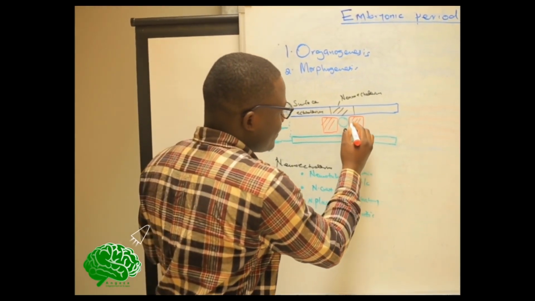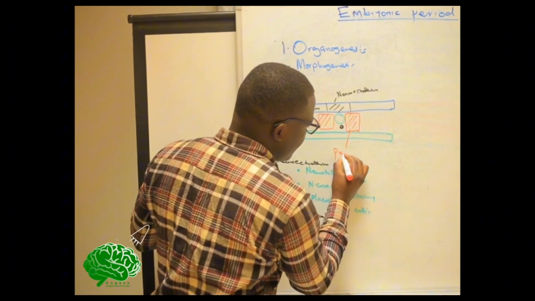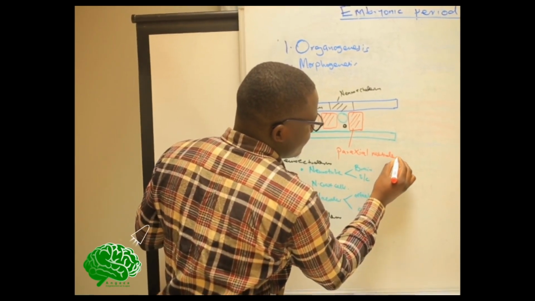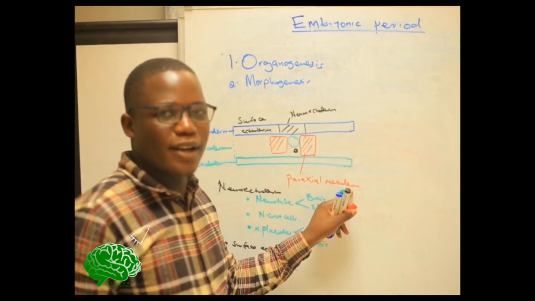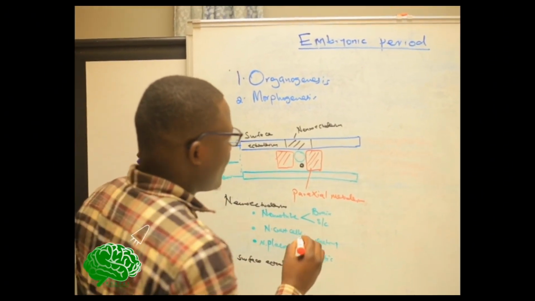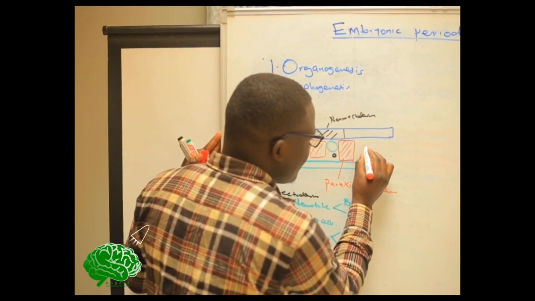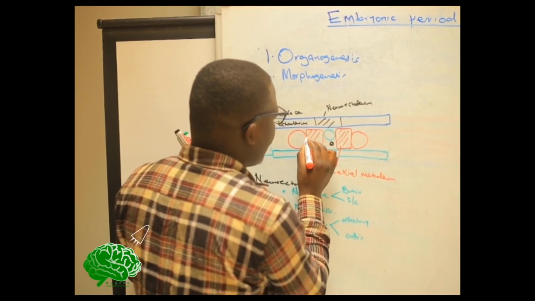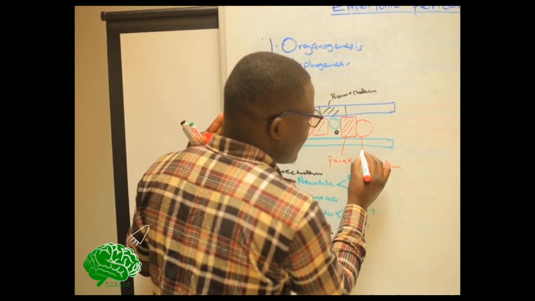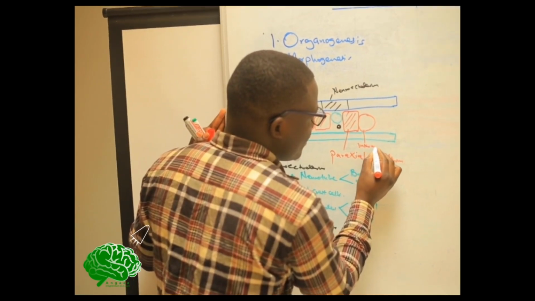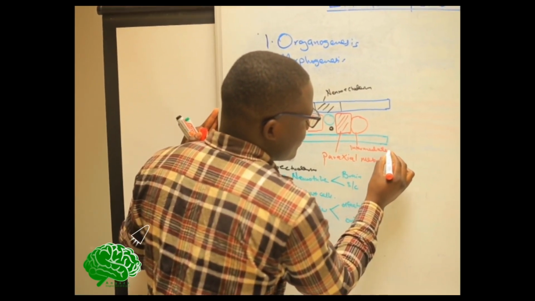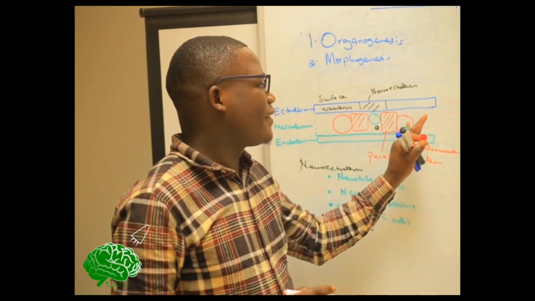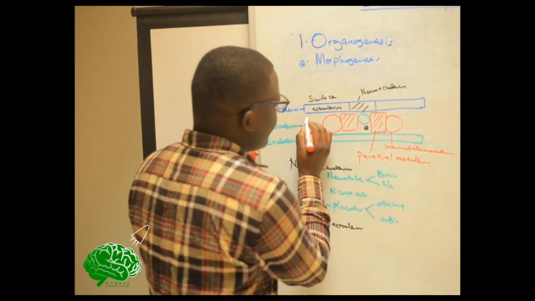So this part is termed as paraxial mesoderm. And then we shall also look at what paraxial mesoderm actually gives rise to. Then the next part will be that particular part which is next to the paraxial mesoderm. And this one is termed as the intermediate mesoderm. And then eventually we shall have the lateral plate mesoderm, which is at the extreme.